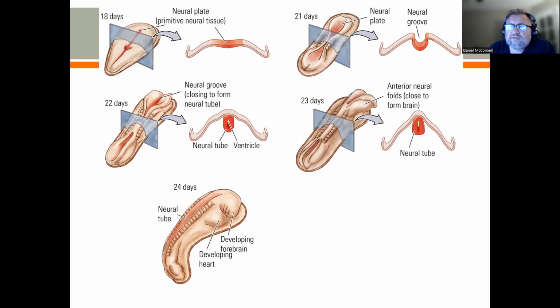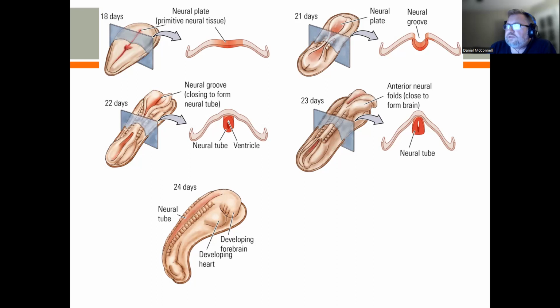Examples of this include things like spina bifida, where the tail end of the spinal cord fails to close properly, but much more of a serious concern would be something called anencephaly, where the head region fails to close properly, and then the cerebral hemispheres will not develop.